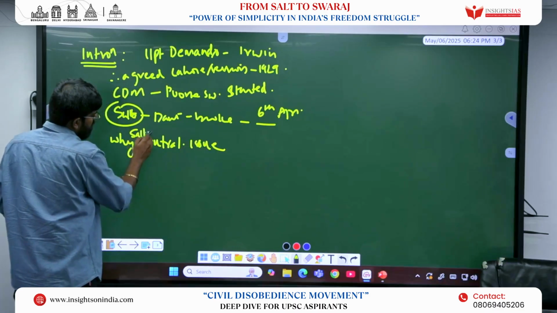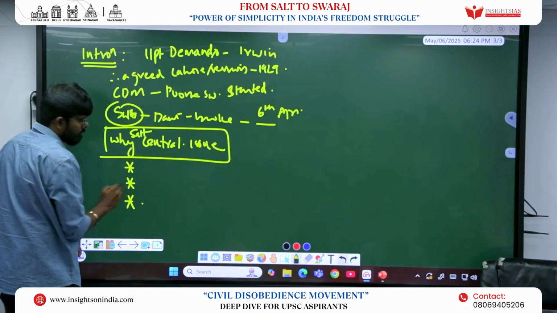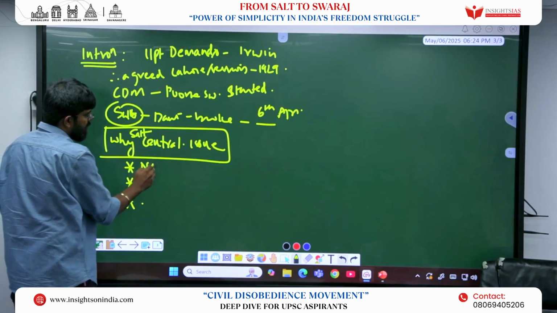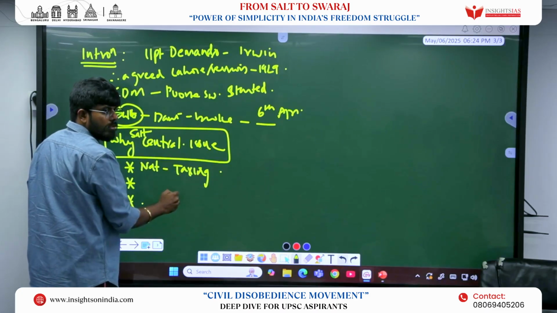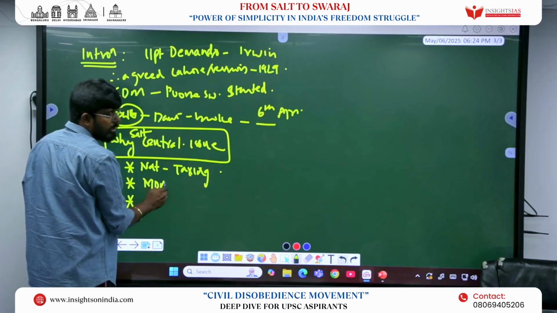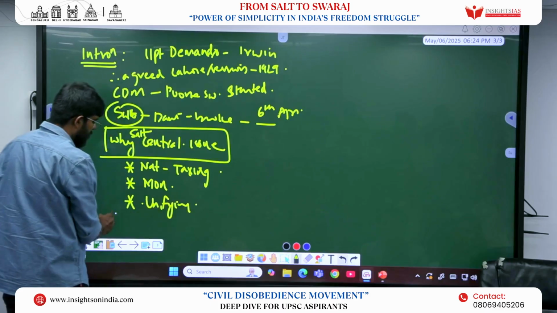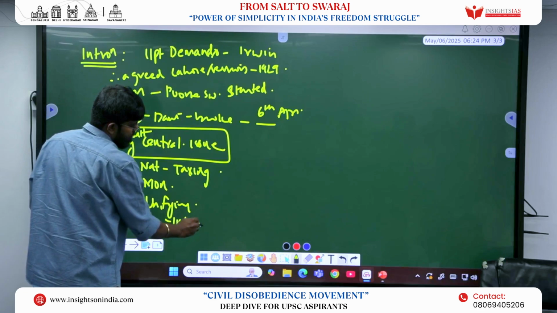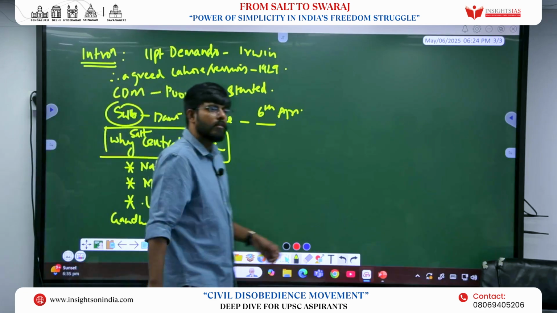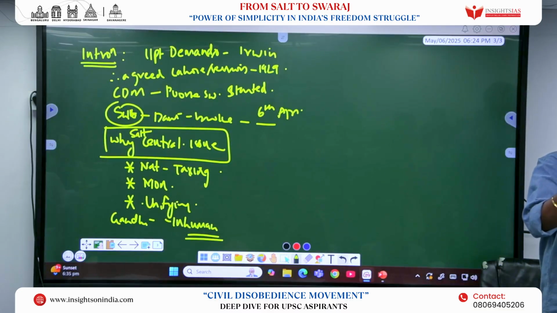Why salt was the central issue. You have 3 points with regard to that. Salt is a naturally available element, but they were taxing salt. Second one, they have monopolized the production of salt, and salt is a unifying element. And Gandhi stated that tax on salt is the most inhuman tax, and he started symbolically, he started CDM with the issue of salt.